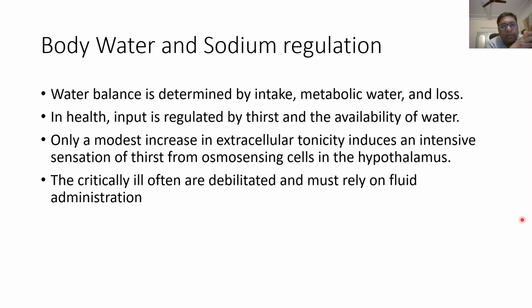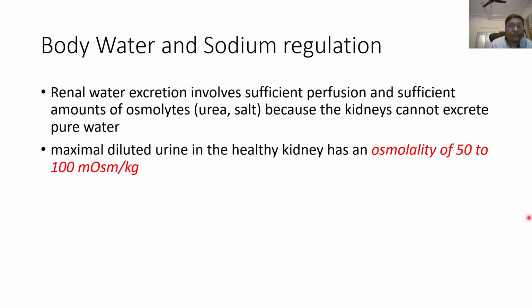Water regulation depends on the total water intake and what the losses are in health. Usually intake is regulated by thirst and the availability of water. Only a modest increase in tonicity induces an intense sensation of thirst from osmoreceptors in the hypothalamus. Thirst and water depletion are two important factors which increase vasopressin secretion. Vasopressin then regulates how much urine we are going to pass and the thirst levels.